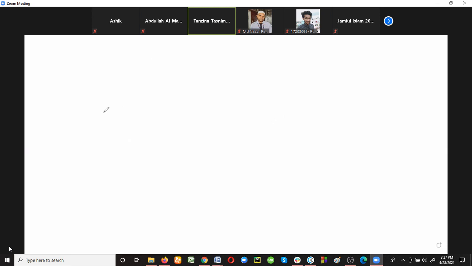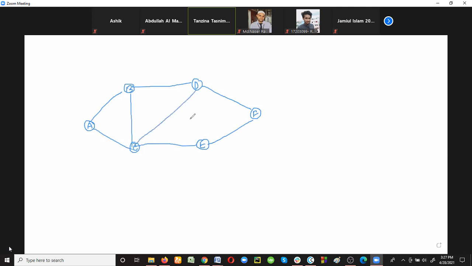So we can take another graph with 6 vertices. So the vertices are A, B, C, D, E, and F. These are some edges: from A to B, E to D, D to F, F to E, E to C, and one edge from B to C, C to D, and one is D to E. Okay, so this is a connected graph.